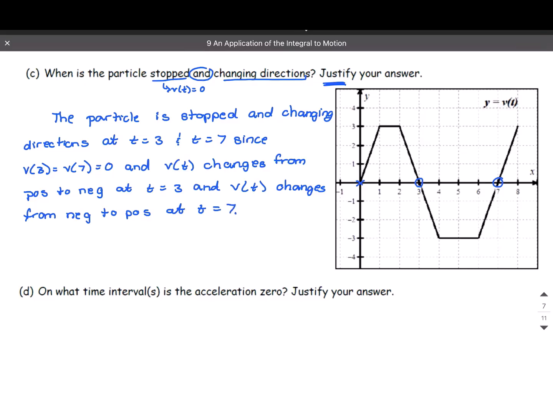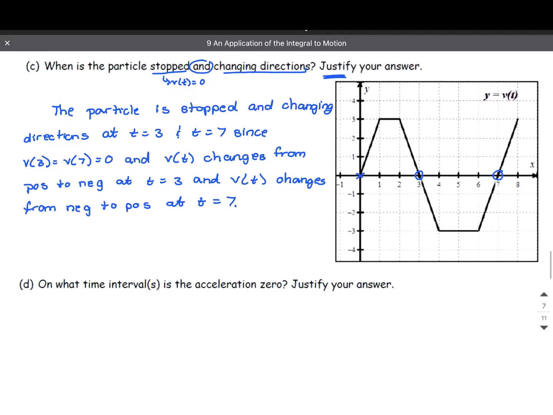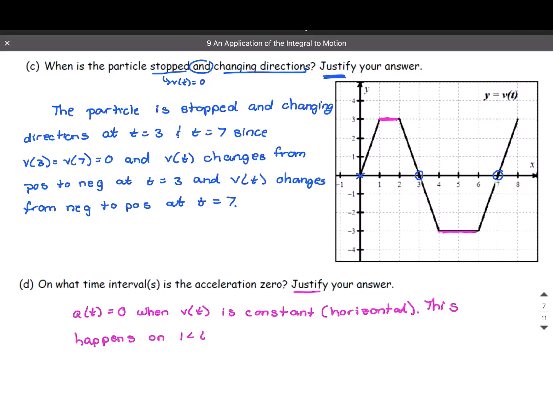Okay. Next part, next and last on this problem: on what time intervals is the acceleration 0? And justify your answer. So now remember, acceleration equals 0 when the velocity is constant or horizontal. That happens here and here. So this happens on 1 less than t less than 2, and from 4 to 6, so 4 less than t less than 6. And there we go. Ta-da!